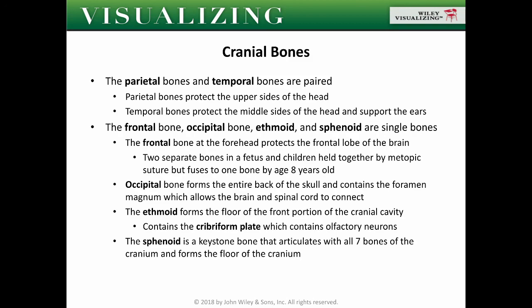For the cranial bones, we have the parietal. Basically, the cranial bones are usually paired. So the parietal bones and the temporal bones are paired. You have the left and right temporal, left and right parietal bones. Then we have the frontal bone that protects the forehead and the frontal lobe of the brain, the occipital at the back, and the ethmoid and sphenoid bones.